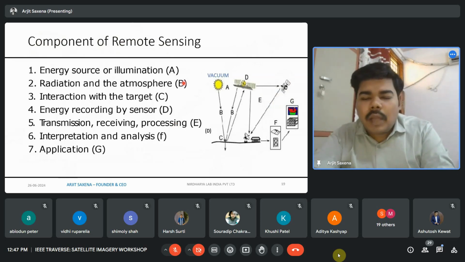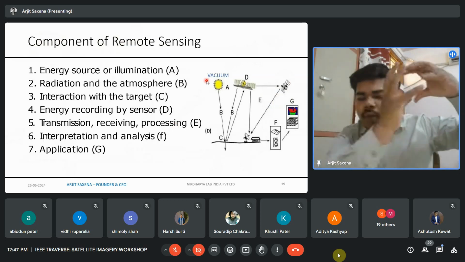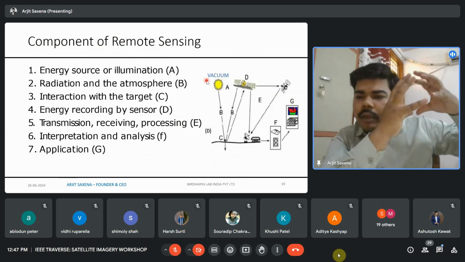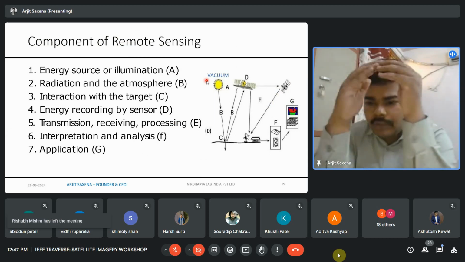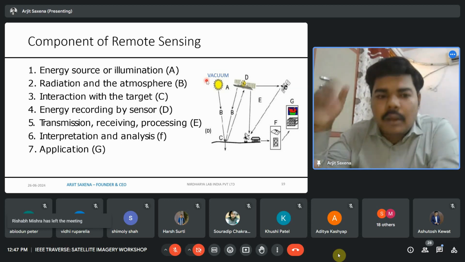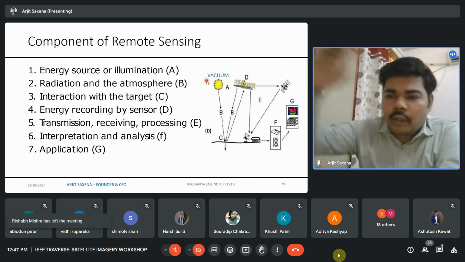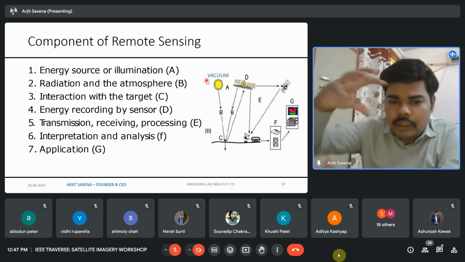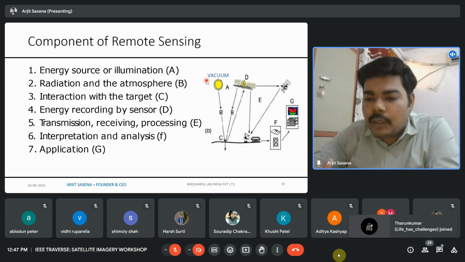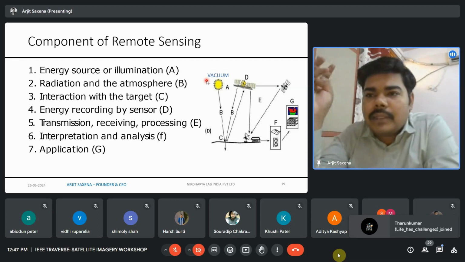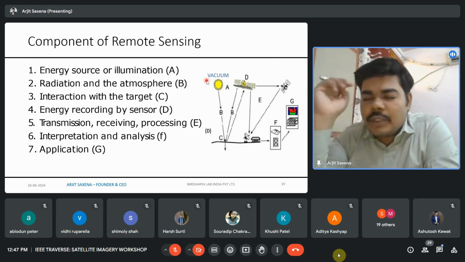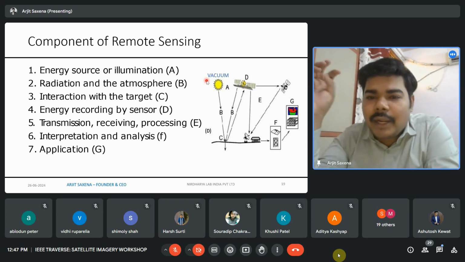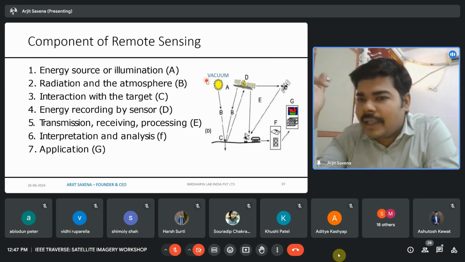After a point is achieved, like you have received your source of energy, then further you are going to travel it. From where you are going to travel, the vacuum is over. Now you are going to enter into the earth. Earth has some atmosphere. That atmosphere will have some composition of dust particles. It will have some composition of carbon dioxide, nitrogen. These are the major gases which are present.